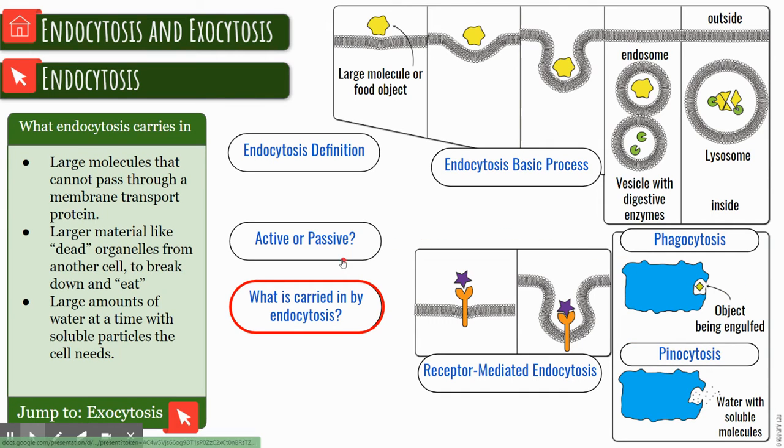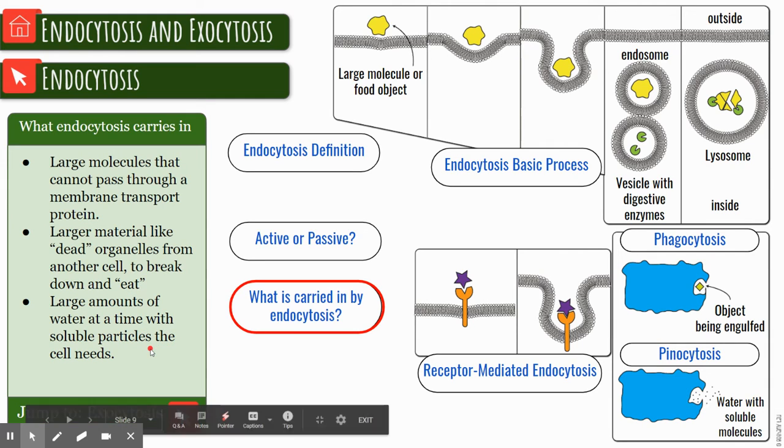Okay, so what is actually carried in by endocytosis? You can have large molecules that can't pass through the membrane protein. You can have a larger material like a dead organelle from another cell to break down and consume it. You can have large amounts of water taken in with the soluble particles that the cell needs.